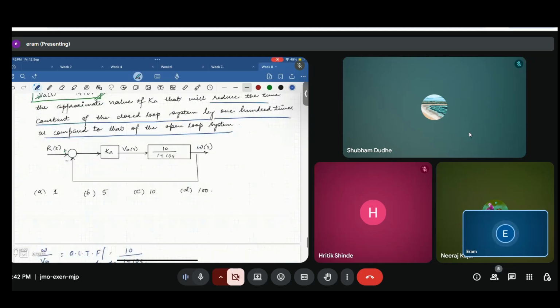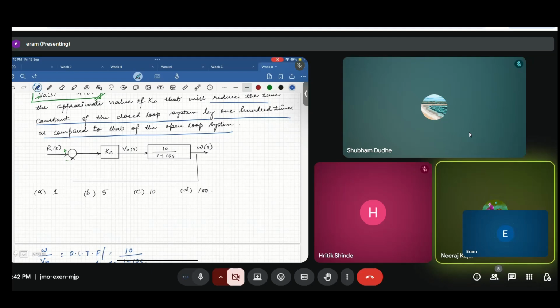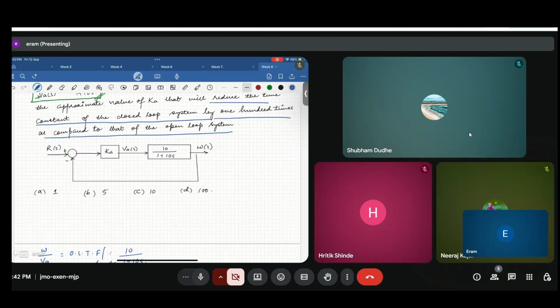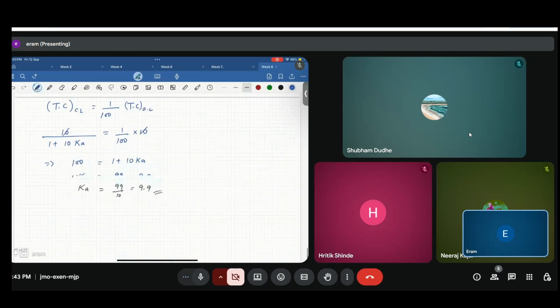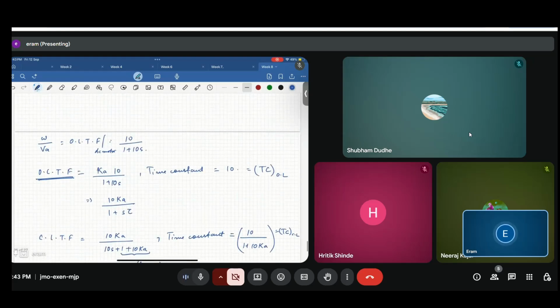In the options we have no 9.9, so which option can we choose? The closest one? C. Yes, we have 9.9, not 0.99, so we have 10. Okay, so that's all for today from my side. If you have any doubt you can ask.